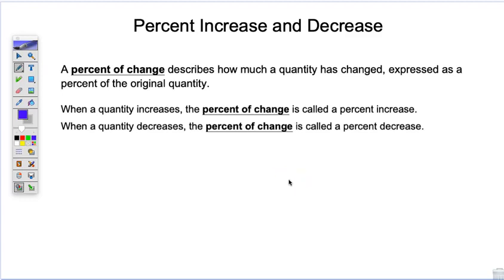Okay, today's lesson is on percent increase and decrease. A percent of change describes how much a quantity has changed, expressed as a percent of the original quantity. When a quantity increases, the percent of change is called a percent increase. When it does just the opposite, when the quantity decreases, it's called a percent decrease.